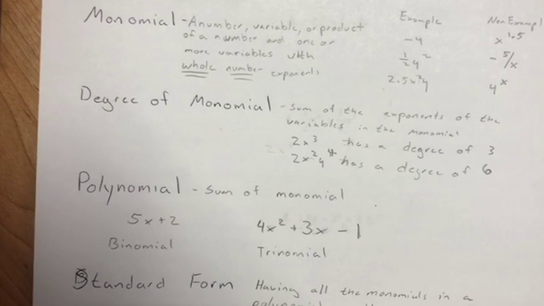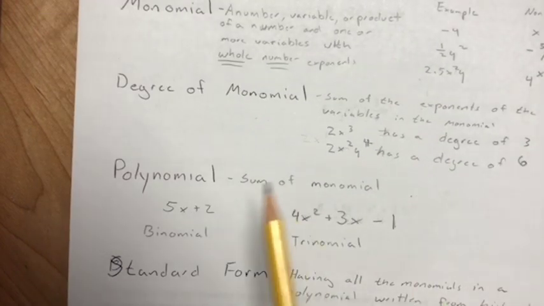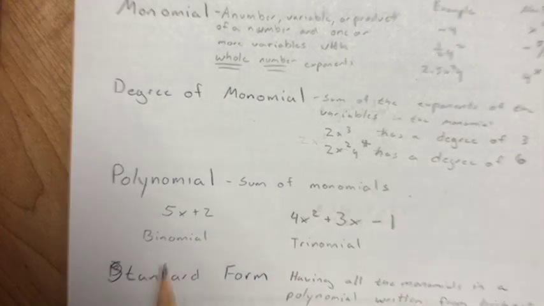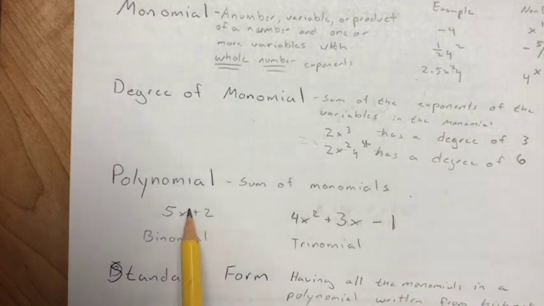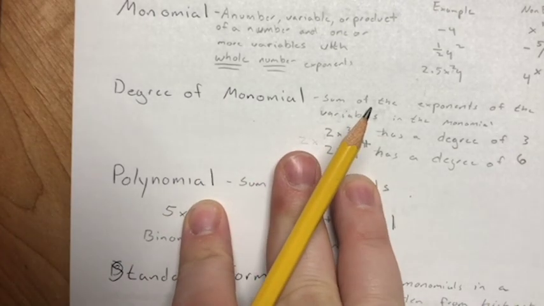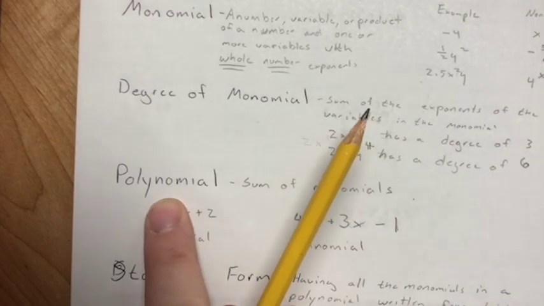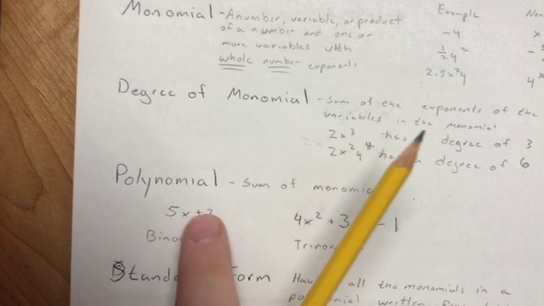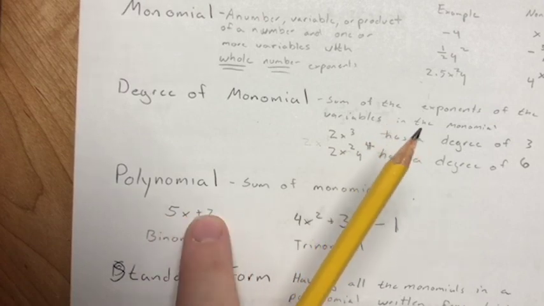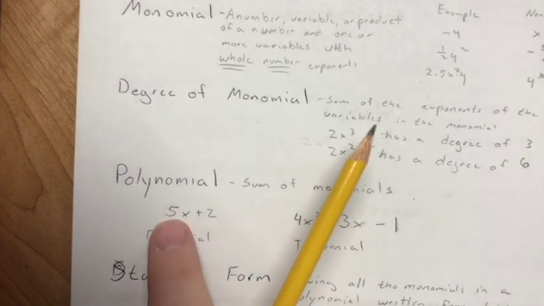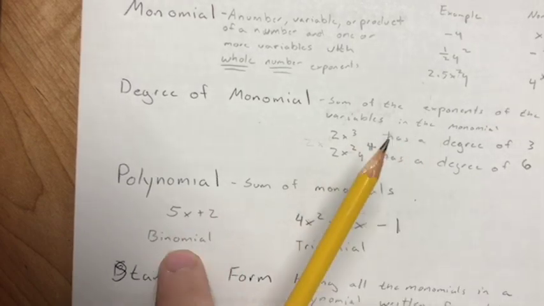The next piece that we have are what we call polynomials. It's a sum of monomials. So this one right here, 5x by itself is a monomial. +2 is a monomial, but since I'm putting two different monomials together, I have a polynomial. To be more specific, since this one has two pieces, it's a binomial.